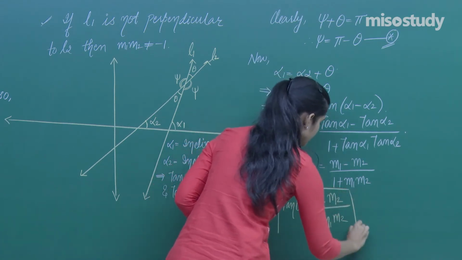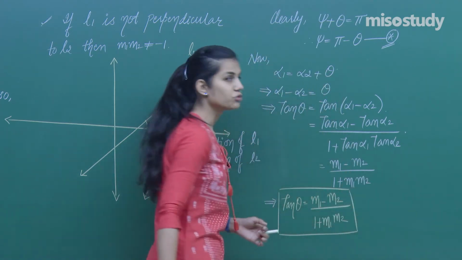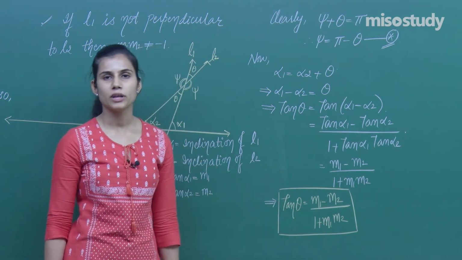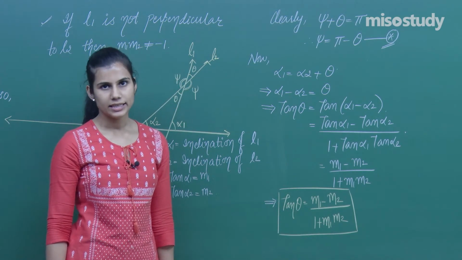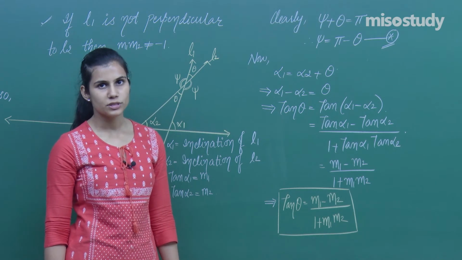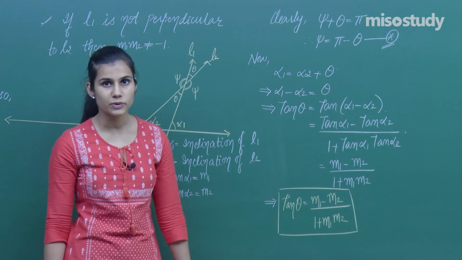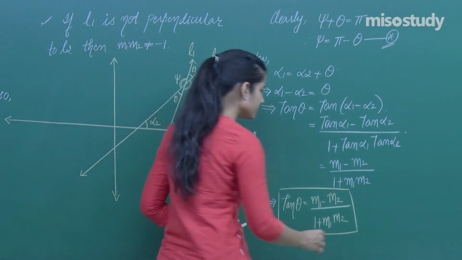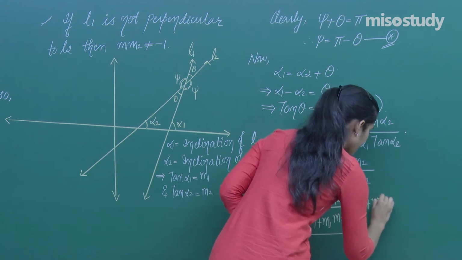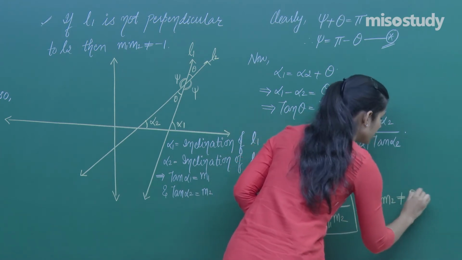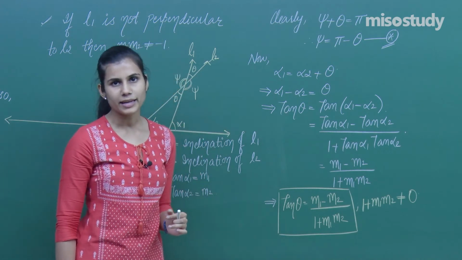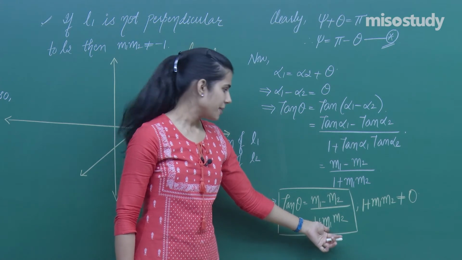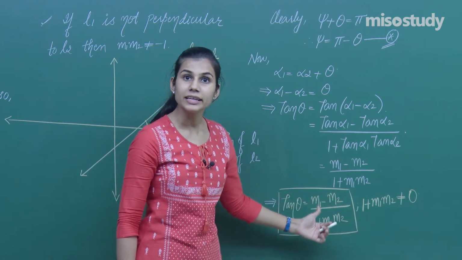This is the very formula to give you the value of theta with the help of the slopes of the two lines. If you have two lines with slopes m1 and m2 such that m1 into m2 is not equal to minus 1, then 1 plus m1 m2 is not equal to 0. That means the denominator is not equal to 0, so this quantity is a proper real number.